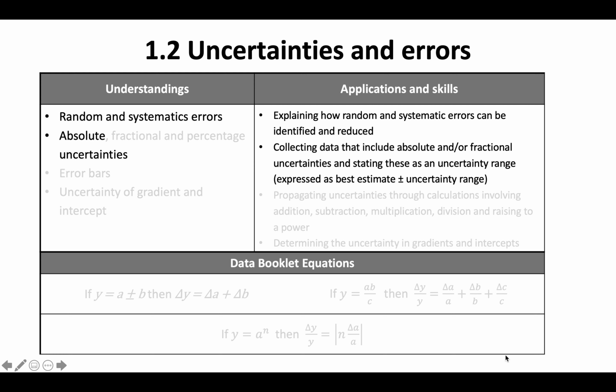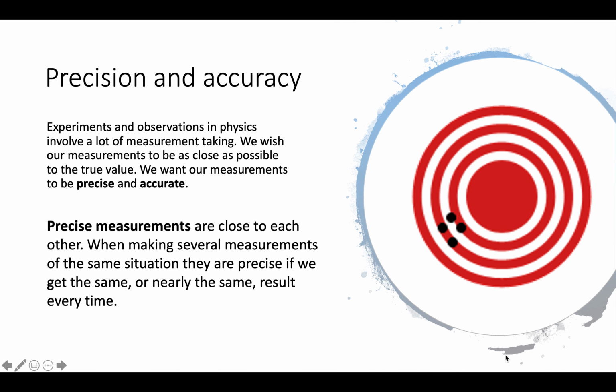So just today, as I say, we're going to start with random and systematic errors and absolute uncertainties. And on the right-hand side there, you can see some of the skills that we're going to look at. We're going to start by introducing you to 2 concepts, precision and accuracy. These are both words that you might use in everyday life, and as such you will probably find that they have very close meanings. In physics, in science, they do have very precise meanings which, they're close, but they're not the same thing at all.